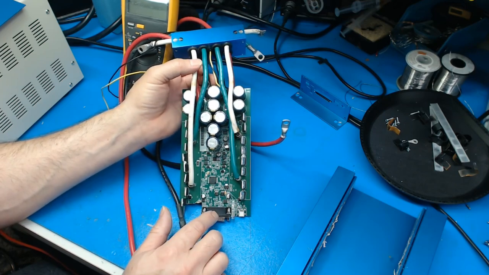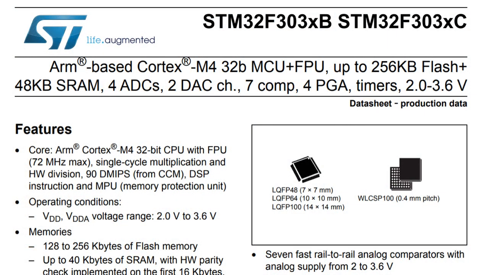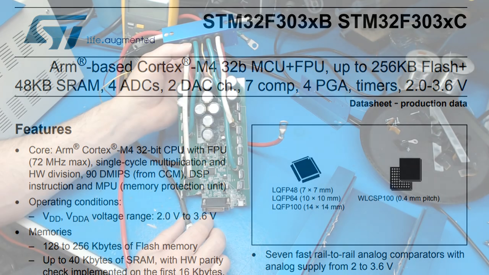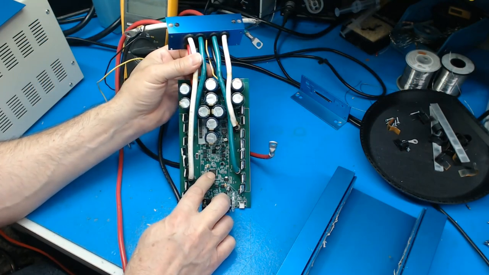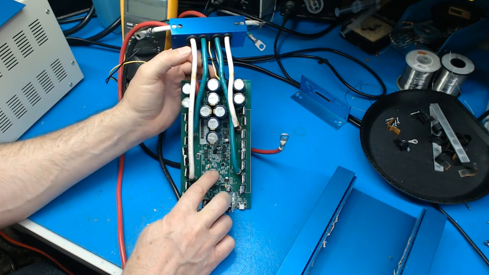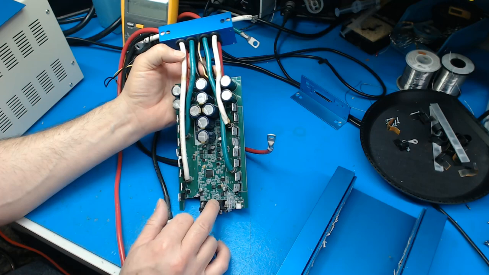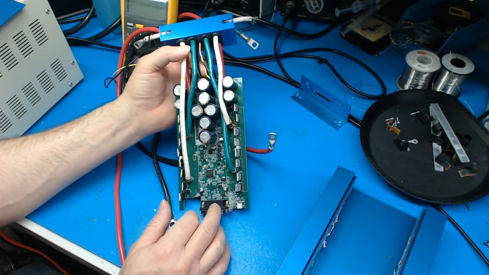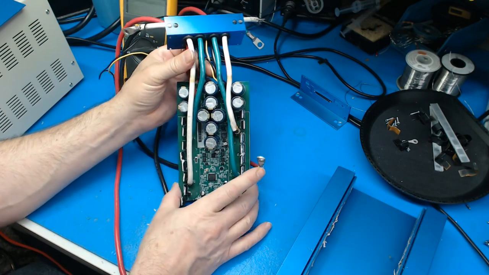What they're using on here is, I believe, an STM32F330, or 303 ARM processor. So I think that family's more dedicated for motor control. They have a bunch of other small things in here, like a CAN transceiver, and their logic supplies up here.